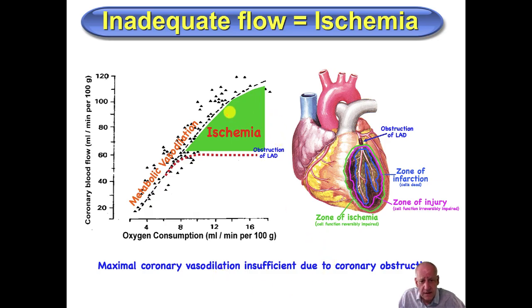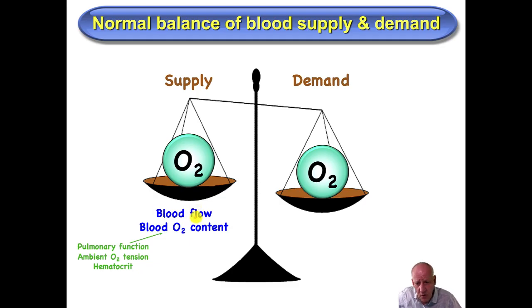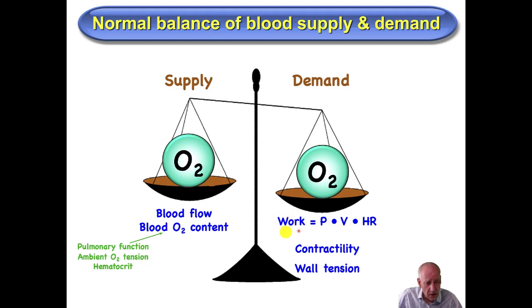It's important to recognize that this ischemia occurs in spite of maximal local coronary vasodilation. The coronary vasodilation is just insufficient given the upstream obstruction. So normal functioning of the myocardium requires a near perfect match between metabolic demand and nutrient supply. The supply side depends on blood flow and on the blood oxygen content. If oxygenation of blood by the lungs is impaired, for example in chronic obstructive pulmonary disease or in congestive heart failure, or when ambient O2 tension is low, at high altitude for example, or when the blood is deficient in erythrocytes. The demand side reflects the workload of the heart.